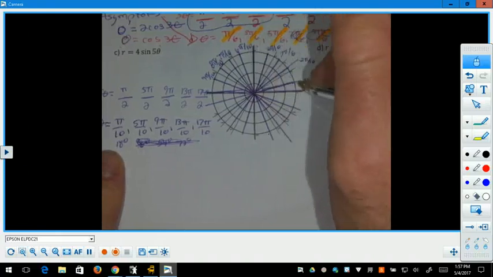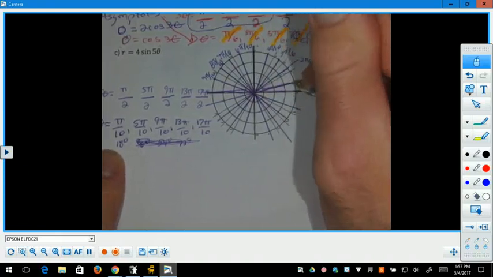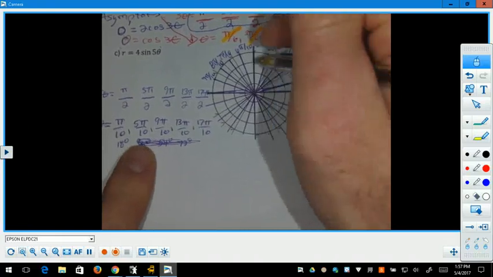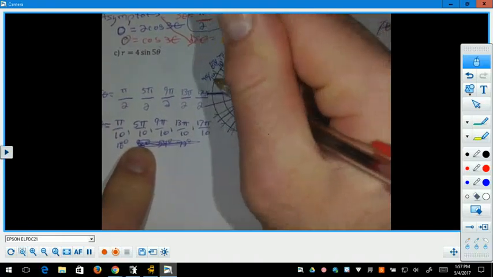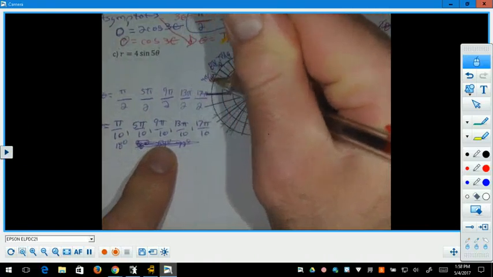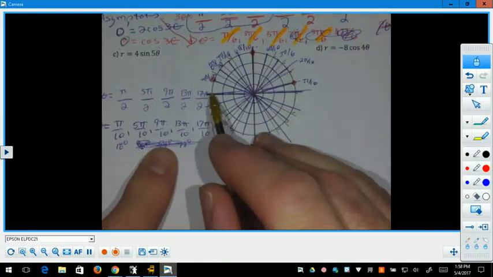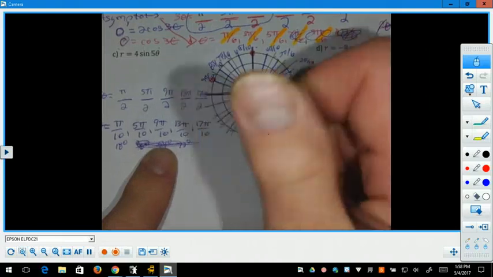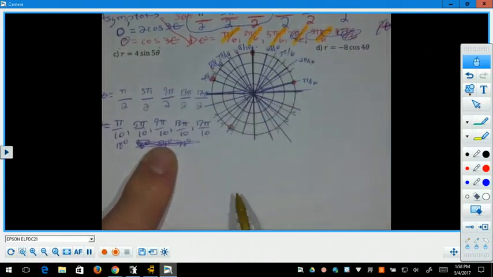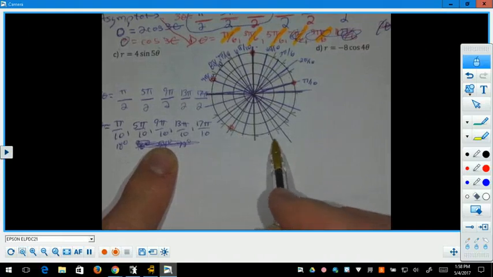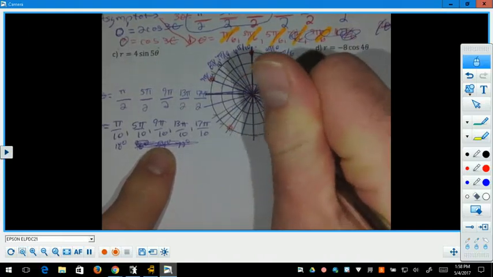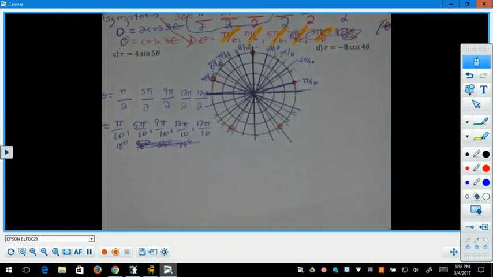We're supposed to go out 4, so that's good. We're going to come out all the way. Pi over 10 is the first one. 5 pi over 10 is the second one. 9 pi over 10 is the third one. 13 is the next, so 10, 11, 12, 13 is here. 17 is the next one, so 14, 15, 16, 17 is here to get my points.